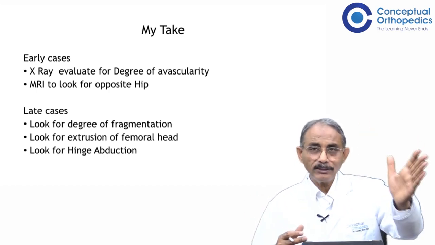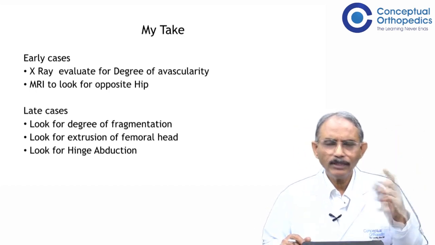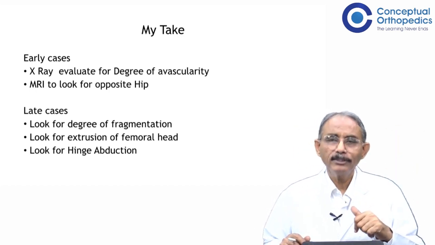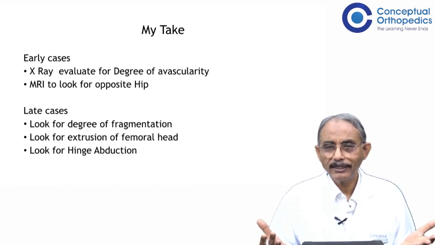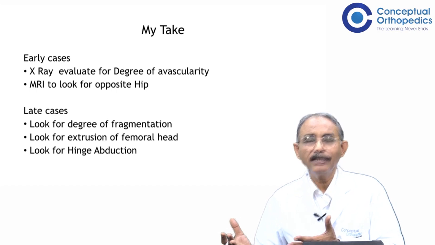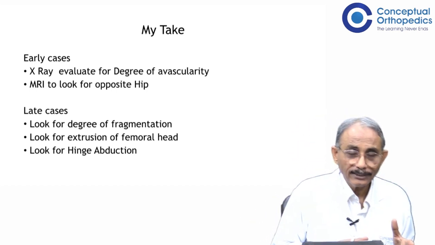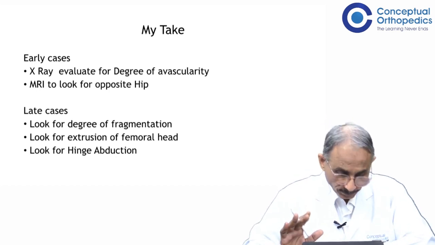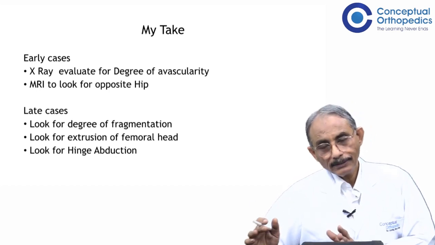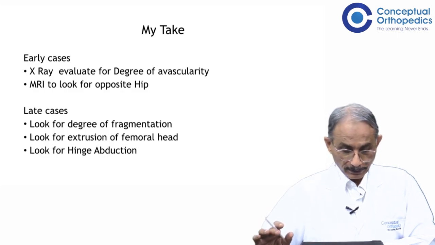If the X-ray is showing changes, the examiner will immediately ask, why do you need an MRI? It's obvious on the X-ray. So the candidate can explain, sir, the opposite hip looks normal on this X-ray, but I want to be sure it is normal. I want to pick up Perthes disease at an early stage. So I will look at these parameters to decide on what to do in a given case.